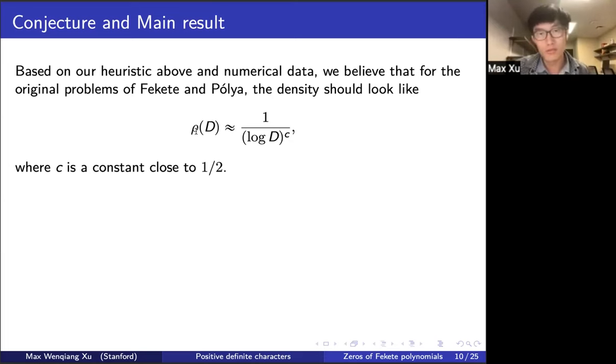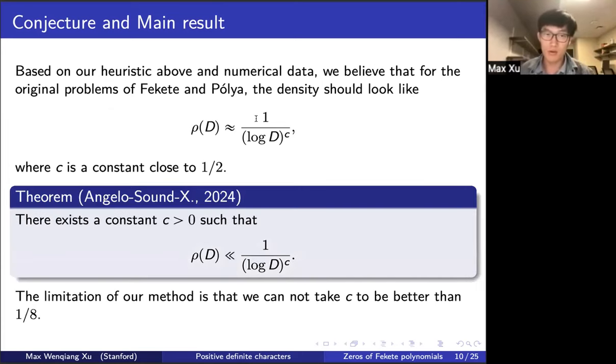And now what can we prove? I remind you that in the previous result, Calmin conjectured that the correct answer might be one over log log d. But now it seems this new heuristic contradicts his conjecture, and numerical data also contradict his conjecture. And this might be the correct conjecture.